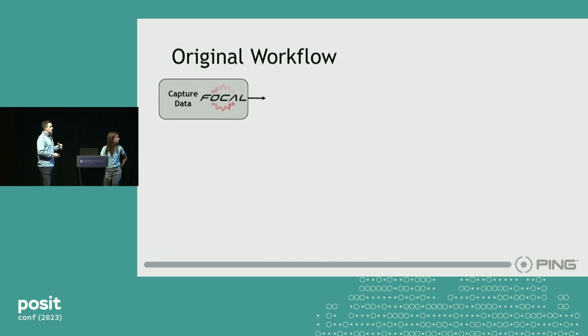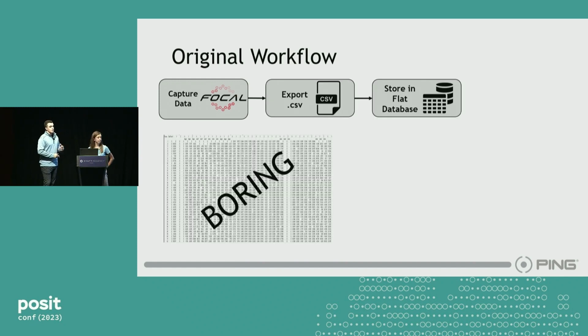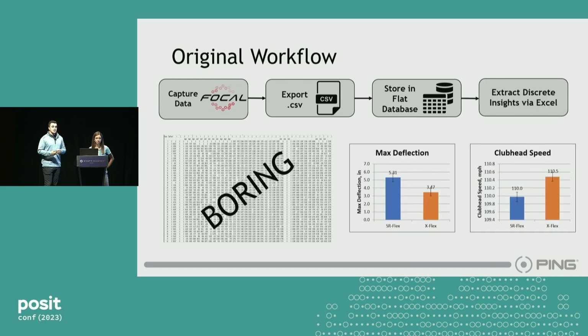Now, prior to leveraging Posit Connect and the Shiny framework that we're using today, our workflow was pretty static, and it looked a little bit like this. We would capture data with the system, we'd export that data to a very flat CSV, and we'd store the data in a super flat table database. And then we would pull down that data in Excel and do a lot of our analysis on very discrete insights in maybe an A/B test scenario where we're trying to compare one club and how much it flexed on average to another club, or how fast one club moved relative to the other club in that test.